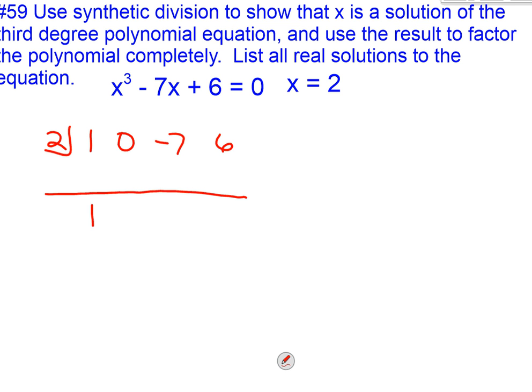I bring down my 1. This is 2 plus 0 is 2. This is 4 minus 7 is negative 3. This is negative 6 plus 6 is 0.